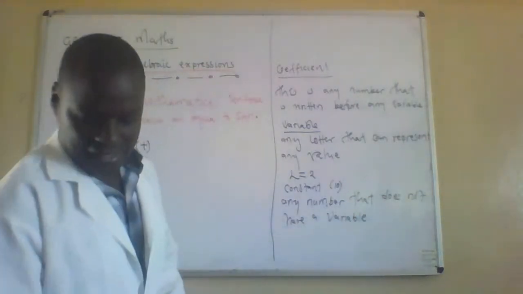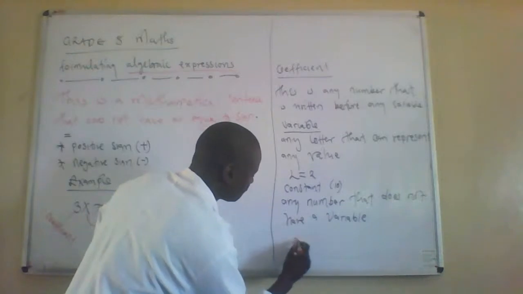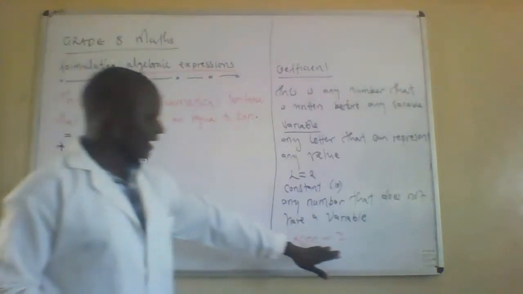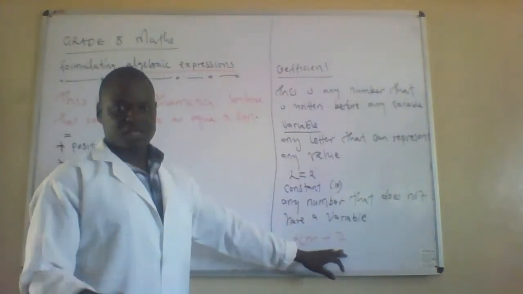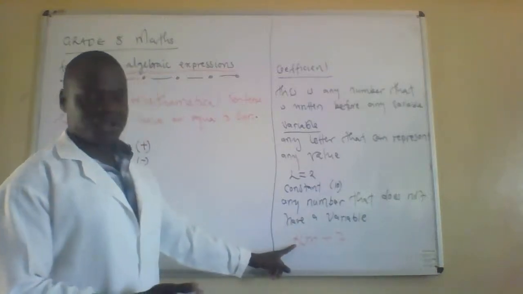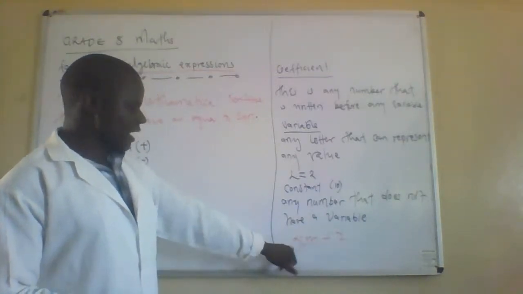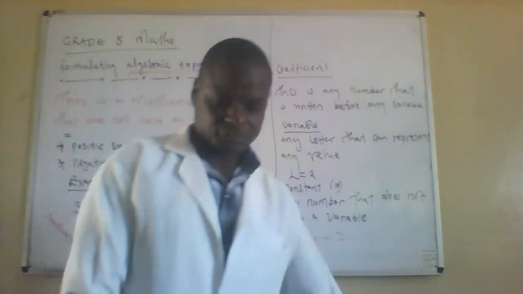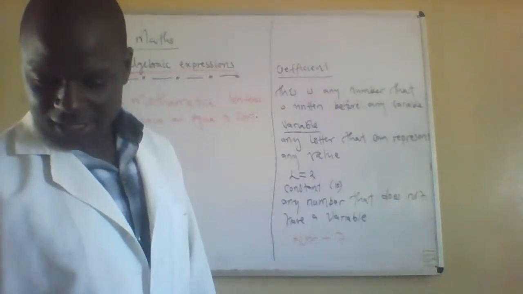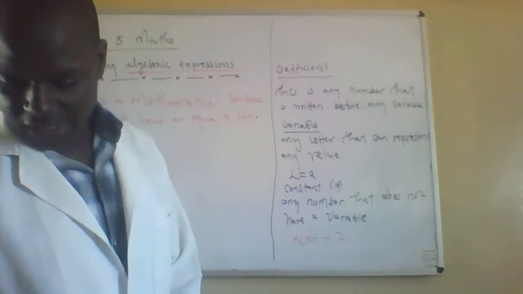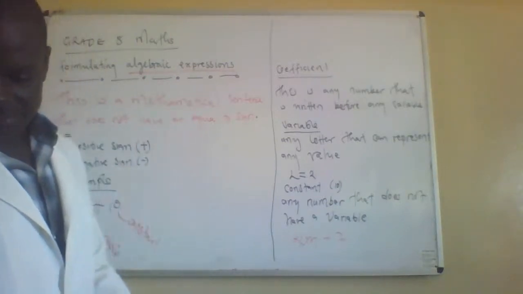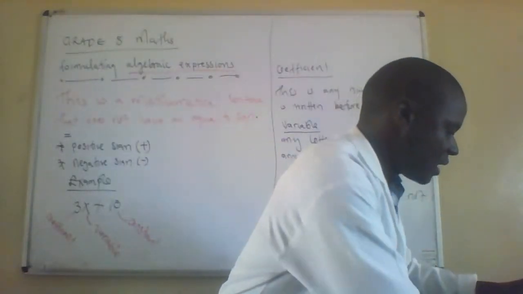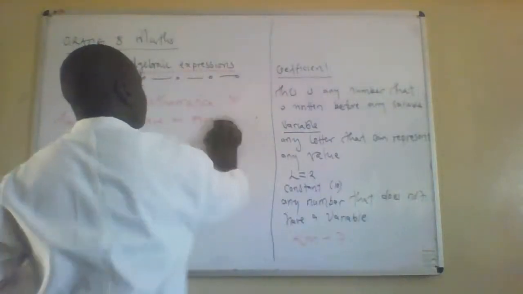We can also have another expression, maybe such as 4m plus 7. In our case here, the 7, which does not have a variable, is a constant. Our m here is a variable, and our 4 here, which is written before the letter m, is a coefficient. Okay, so now let us understand one more thing about these algebraic expressions.